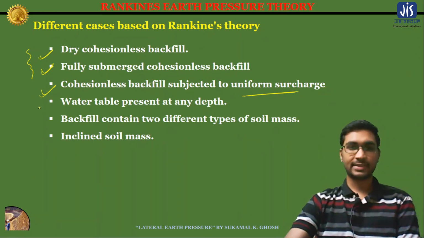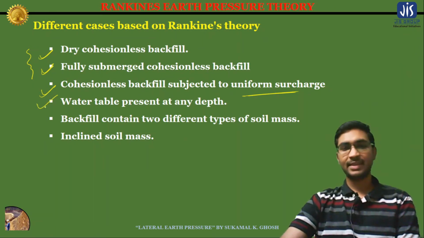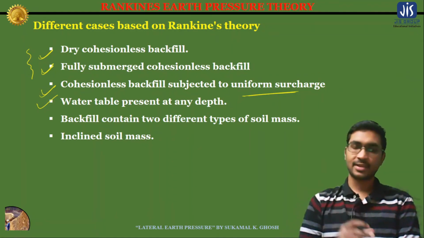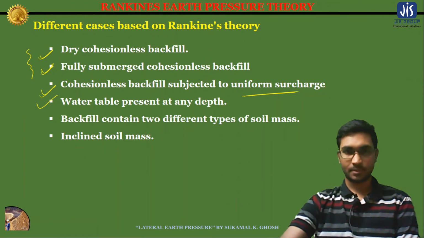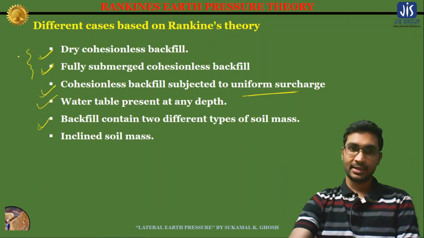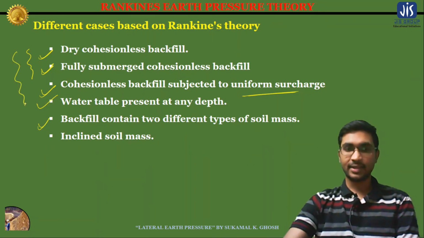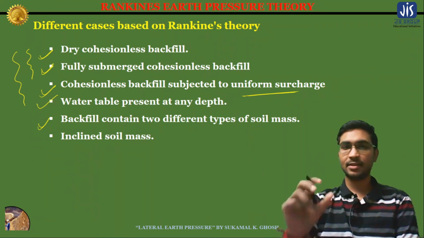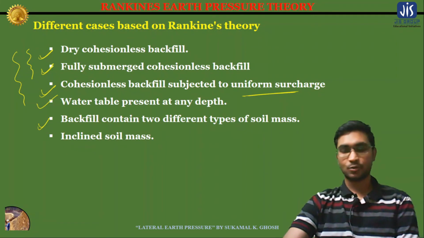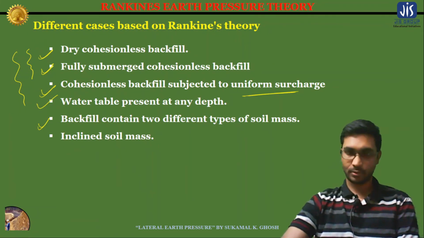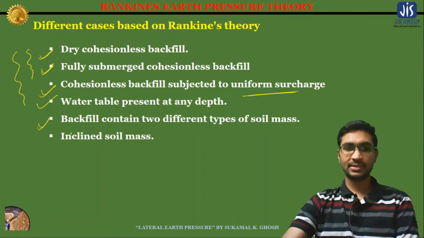Now the fourth case is the water table present at any depth, meaning in this case the water table is present at a particular depth in the backfill. Now the fifth one is backfill containing two different types of soil mass. In the first four cases, there is only one type of soil mass in the backfill, but in the fifth case, there are two types of soil mass in the backfill. Okay. Now, last but not the least, is inclined soil mass.